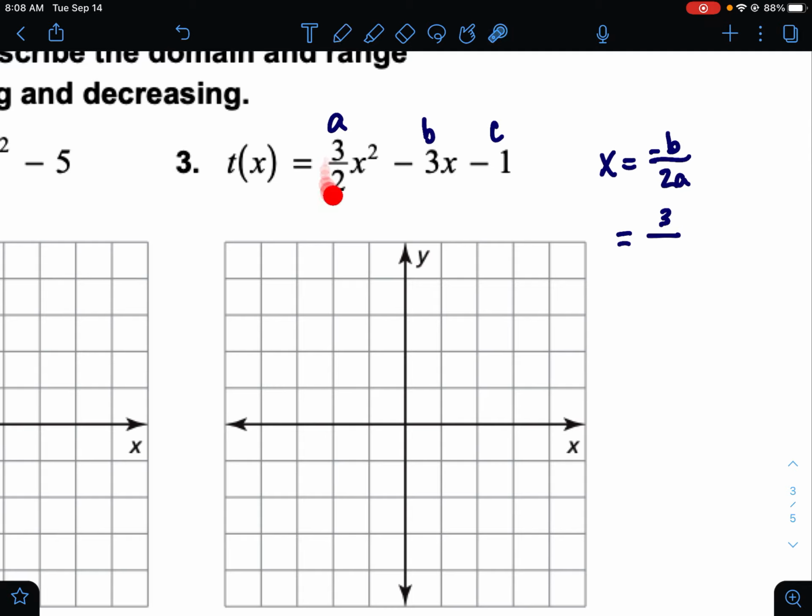Well, 2 times 3 over 2 is 3, and so we get this value of x being 1. So when I go to do my vertex, I know that the x-coordinate is 1. I don't know what the y-coordinate is yet, but I do know that the x-coordinate is 1. So in order to figure out the y-coordinate, I can take the x-coordinate, plug it back into the system, and whatever I get as my output here will be my y.